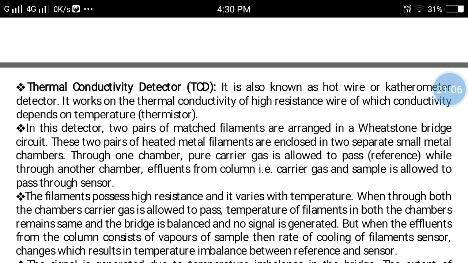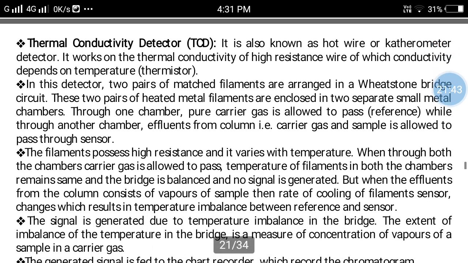It works on the thermal conductivity of a high resistance wire, of which the conductivity depends upon the temperature, that is the thermistor. In this detector, two pairs of matched filaments are arranged in a Wheatstone bridge circuit. These two pairs of heated metal filaments are enclosed in two separate small metal chambers. Through one chamber, pure carrier gas is allowed to pass, that is the reference side, while through the other chamber, the effluent from the column, that is the carrier gas and the sample, is allowed to pass through the sensor, that is the sample site.